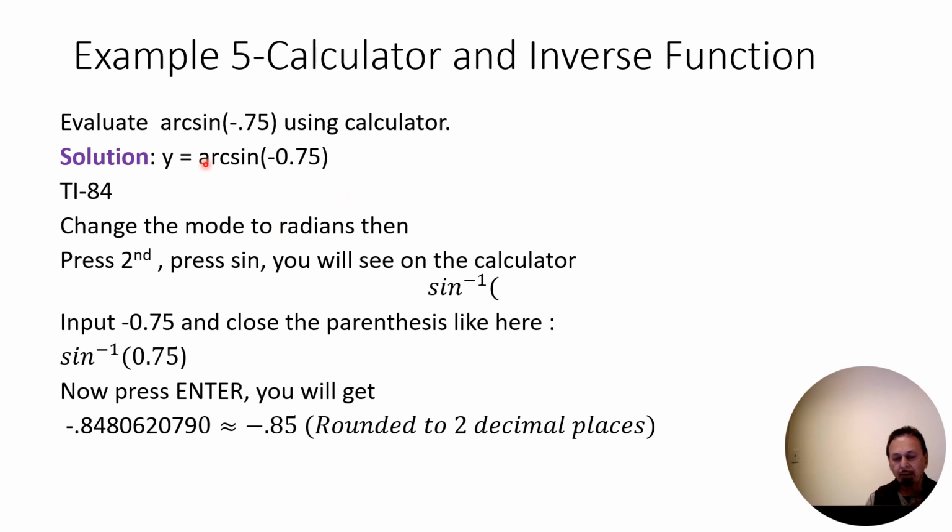Example 5. We're going to evaluate arc sine of negative 0.75. We're going to use, let's say, a TI-84, or any Texas Instruments calculator. Again, make sure the mode is in radians. Press second, press SIN, and you should see sine inverse. Then input negative 0.75 and close the parentheses, then press enter. You should get negative 0.84806. Rounded to 2 decimal places, it should be negative 0.85.